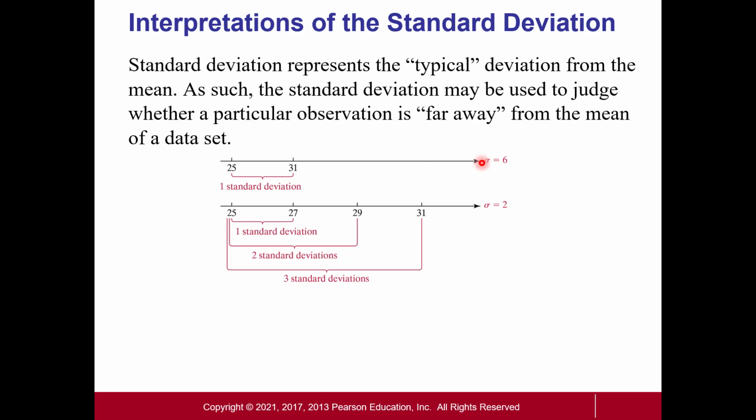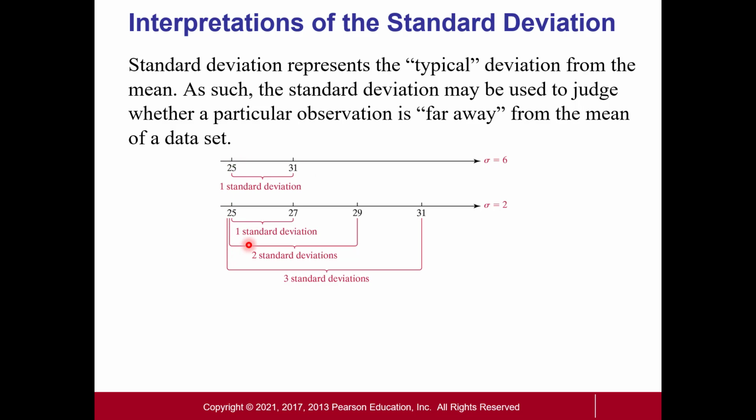Let's say the standard deviation we calculated was 6, and let's say the mean was 25 for our data. Then the number 31 is a length of 1 standard deviation away from the mean.